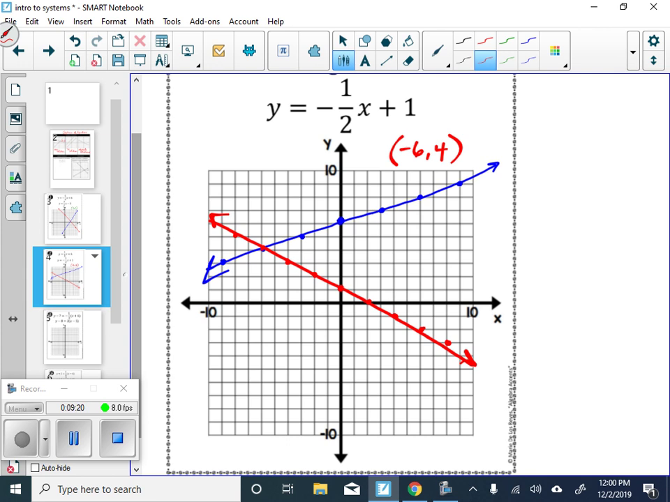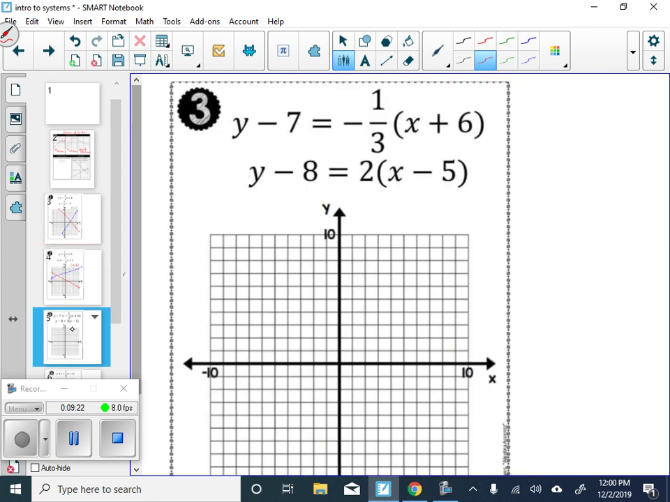All right, here we go. Question number 3, look at it. What do you notice on question number 3? Point slope form. Can I graph using point slope form? I sure can. What do I need to know? The slope and the point. Let's find the point first. Looking at this first equation, what's the point?